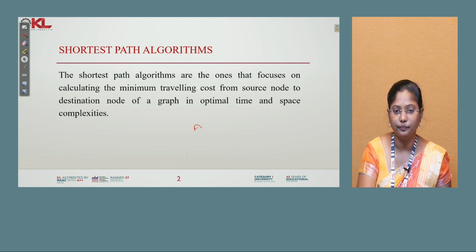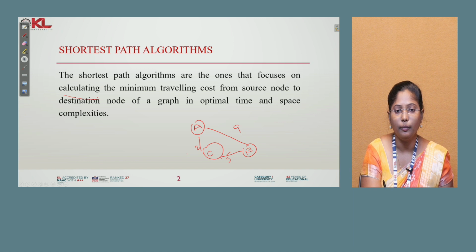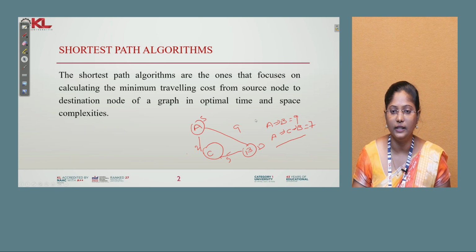For example, I am considering two cities, A and B, and the direct way from A to B is 9 kilometers. Another way I am considering is A to C and C to B, which is, for example, 2 and 5. So we are calculating the minimum traveling cost from source node to destination node, right? My source node is A and destination node is B. The distance from A to B is 9 kilometers, and by using C, the distance from A to B is 7 kilometers. So what is the minimum traveling cost and the minimum path? It is A to C to B, right?